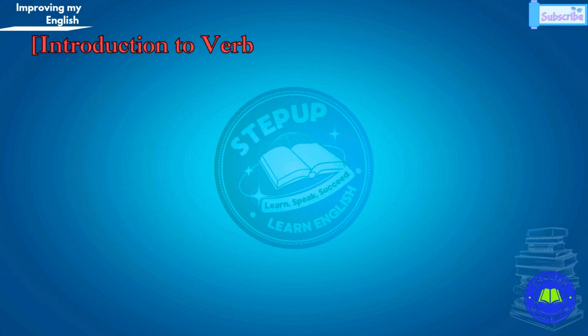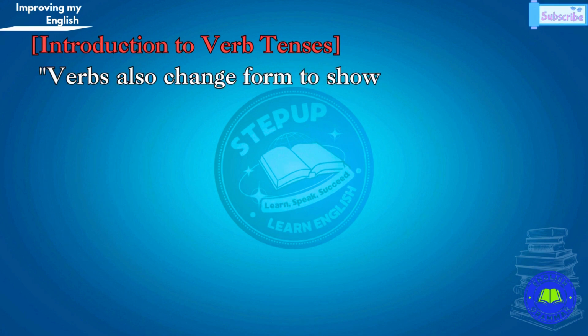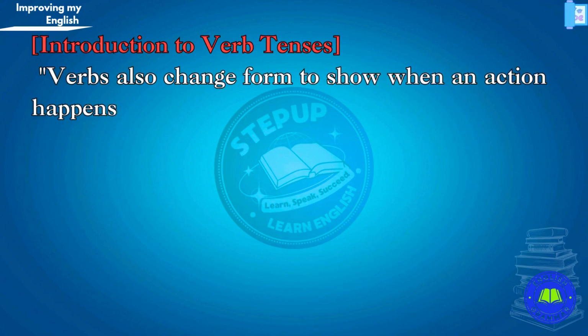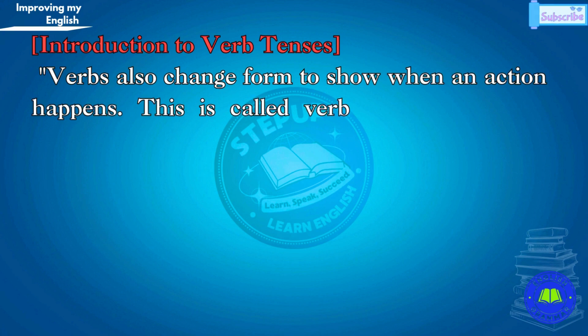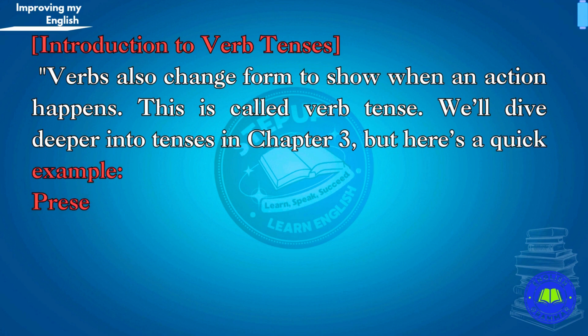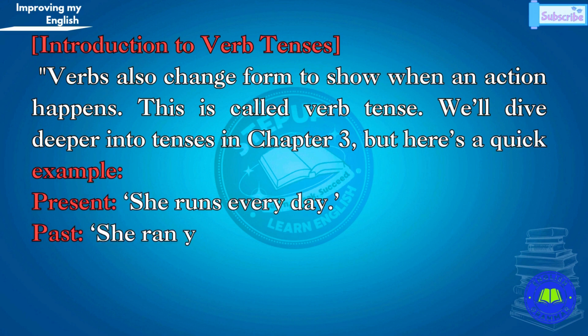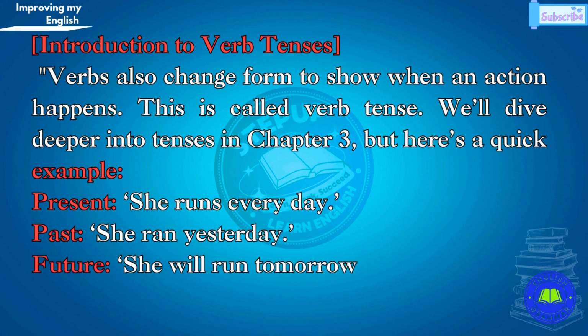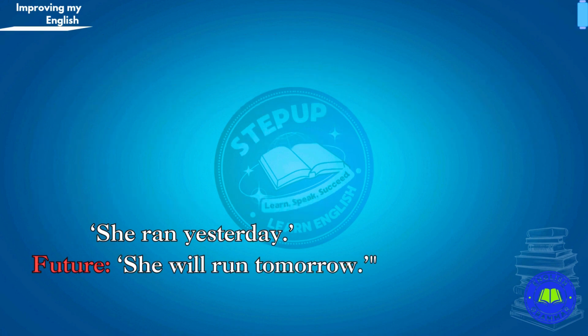Introduction to verb tenses. Verbs also change form to show when an action happens. This is called verb tense. We'll dive deeper into tenses in Chapter 3, but here's a quick example. Present: she runs every day. Past: she ran yesterday. Future: she will run tomorrow.